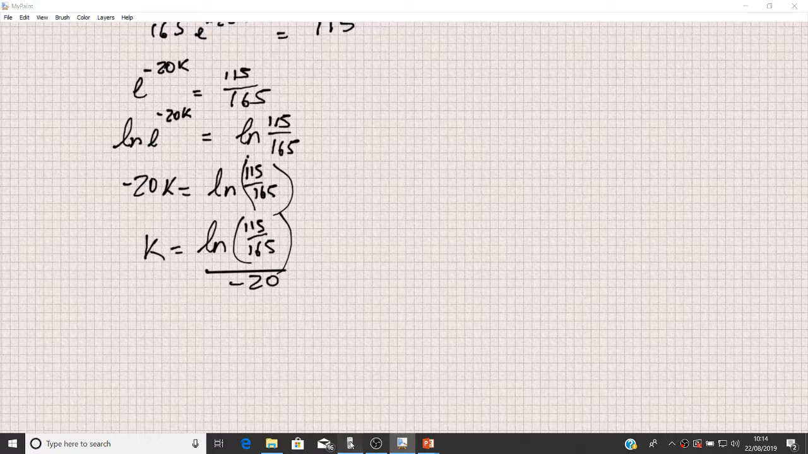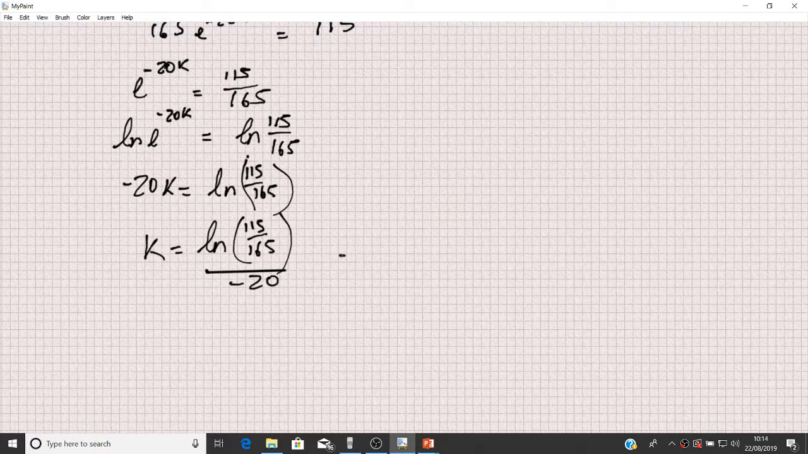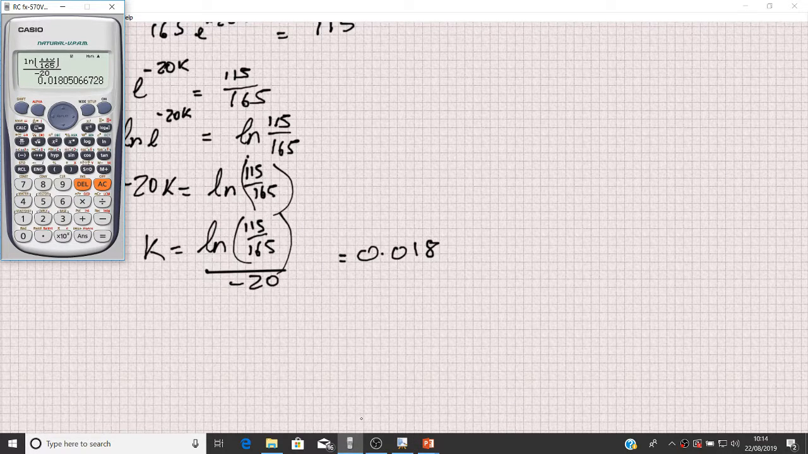And I bring the calculator up to get a value for that. Just clear the screen. We have ln 115 over 165 all divided by negative 20. So we have a decimalized value here, which I'll show at 3 significant figures. 0.0181. That's 3 significant figures.